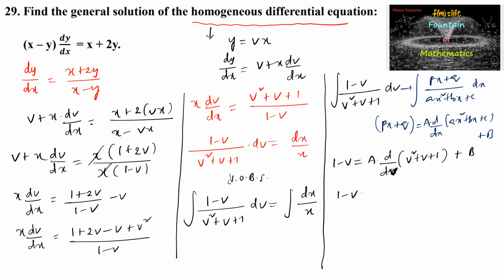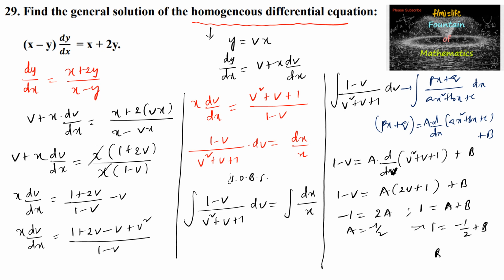So we can write 1 minus v is equal to a times 2v plus 1 plus b. Comparing the coefficients of v, we can write minus 1 is equal to 2a, and comparing the constants, 1 is equal to a plus b. So here a is equal to minus 1 by 2. If I substitute here, 1 is equal to minus 1 by 2 plus b, or b is equal to 1 plus 1 by 2, that is 3 by 2. So the value of a is minus half and the value of b is 3 by 2.